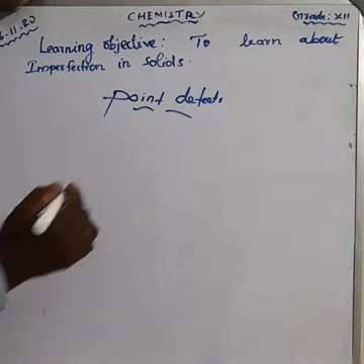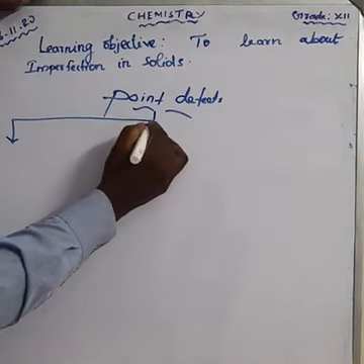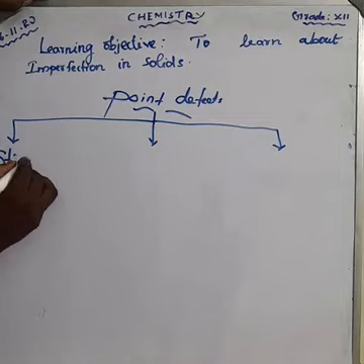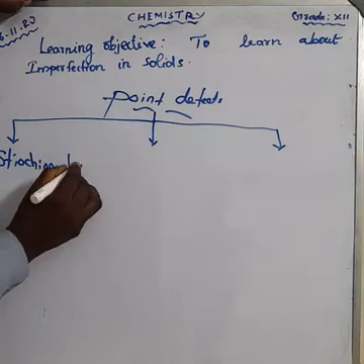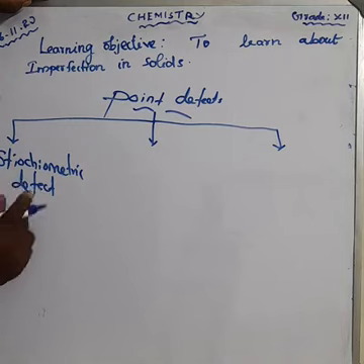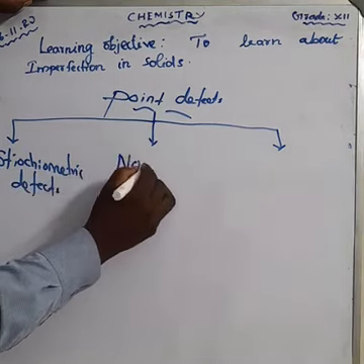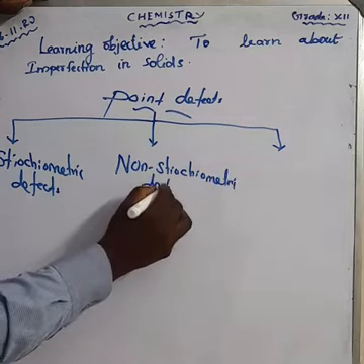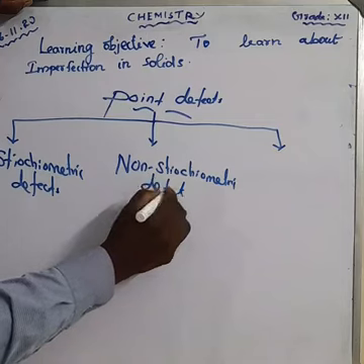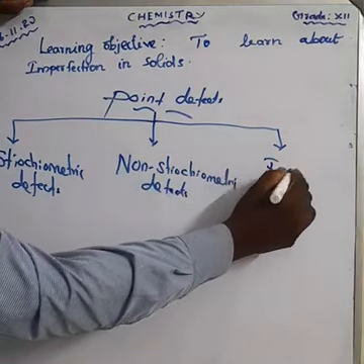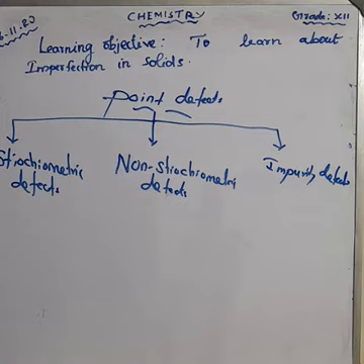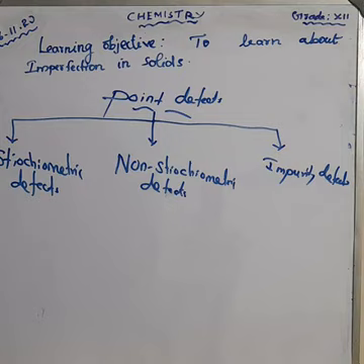Here the point defect can be classified into three types. One is stoichiometric defects, non-stoichiometric defects, and impurity defects. These are the three types. Stoichiometric defect, non-stoichiometric defect, and impurity defect.